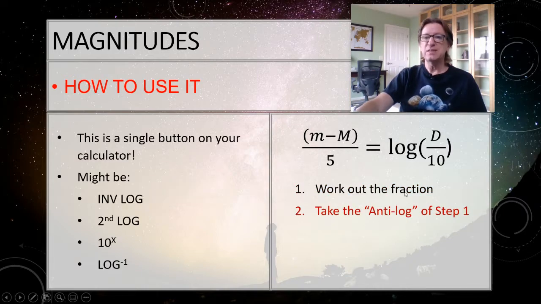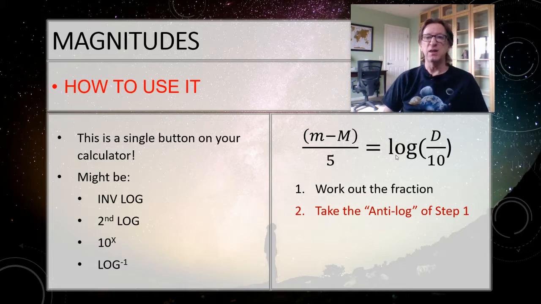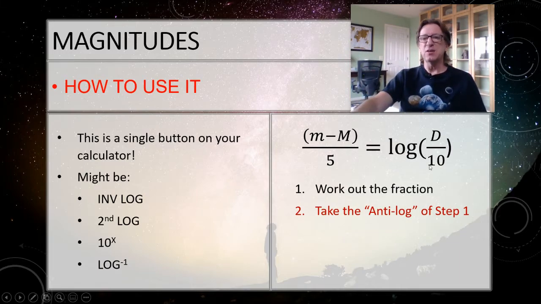Step 2 is to take the antilog. That gets rid of this log. You're not going to push the log button. That's where a lot of students get confused. You're not going to push that LOG button at all. I need to do the opposite of log. Think about it. If I'm doing algebra and I've got something that's multiplied, well, I need to divide it. Now, this does not mean log times d over 10. This means log of d over 10. So to get rid of the log, I'll be left with the d over 10.